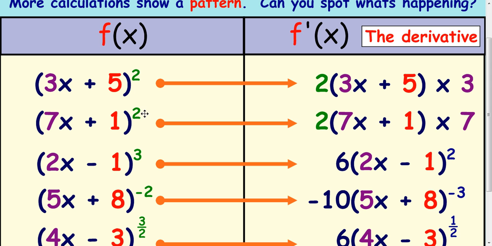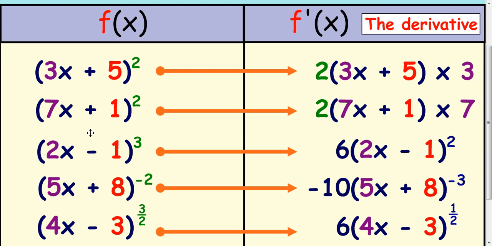Again, if you're differentiating this, the 2 comes to the front, we're reducing it by 1, and then we're multiplying by this number here. Now the thing we're actually multiplying by is really the derivative of the bracket. If you differentiate 3x plus 5, you get 3. If you differentiate 7x plus 1, you get 7. The same idea here, if I wanted to differentiate this, multiply down by the 3, reduce it to a 2, and then multiply by the derivative of the bracket, which is 2. So that's why I end up with a 6 at the front.